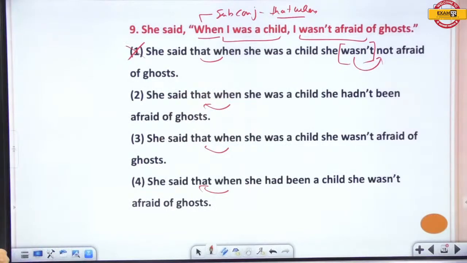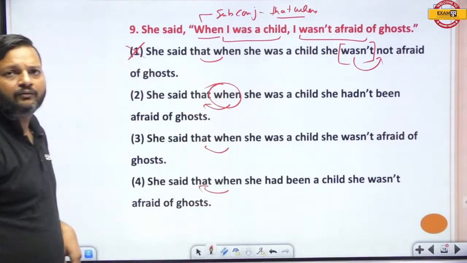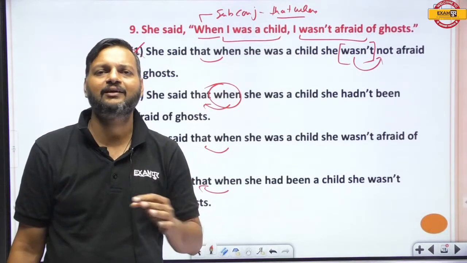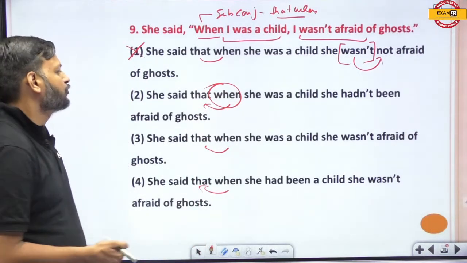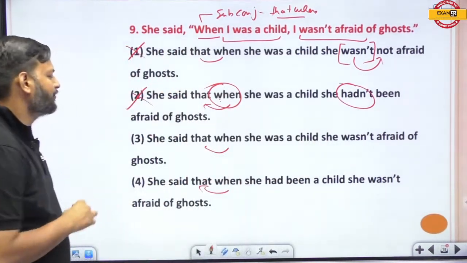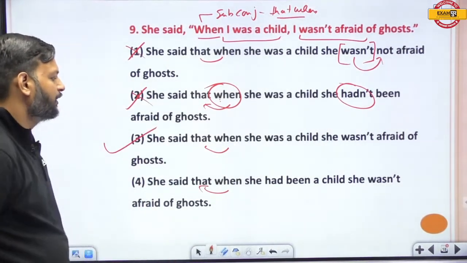She said that when she was a child, she had not been afraid of ghosts. So I told you, when I told you the rules of tense, that if there is when or while as subordinate conjunction, tense does not usually change. So here when is subordinate conjunction, so you cannot change the tense. That's why this can also not be the answer. She said that when she was a child, she wasn't afraid of ghosts. This is the correct answer.